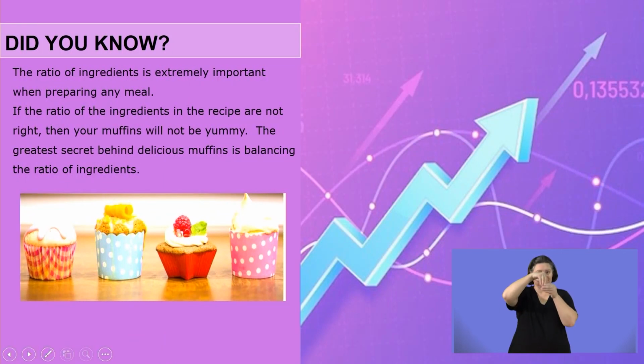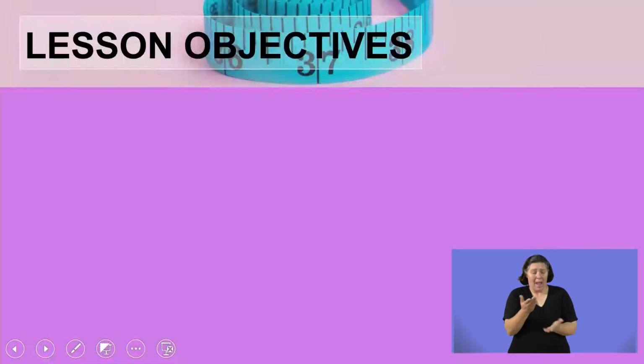Did you know the ratio of ingredients is extremely important when preparing any meal? Just imagine if you have to have the muffins and the muffins are not yummy. What is it that will cause the muffin to be yummy? The muffin will be yummy if and only if the ratio of the ingredients is balanced. So balancing the ratio is so important. This tells you that ratio is a very important aspect also to the bakers.